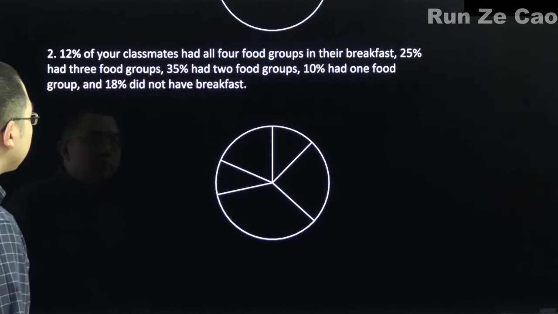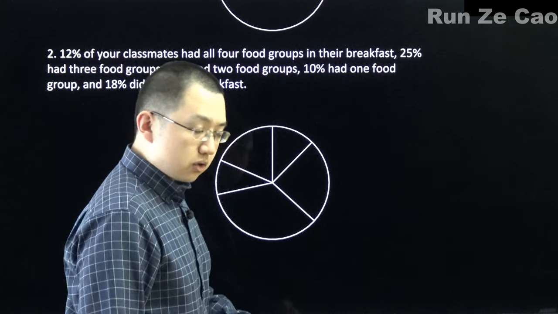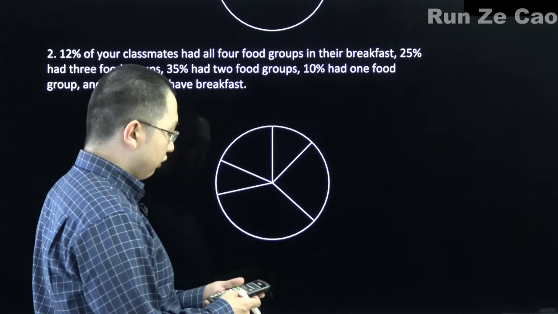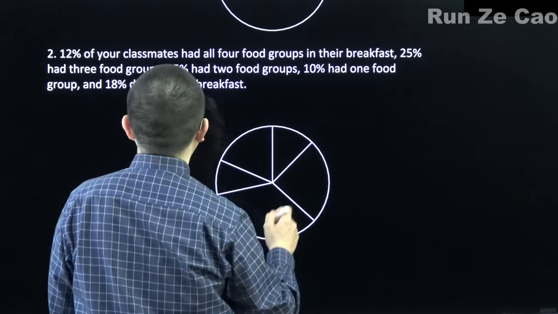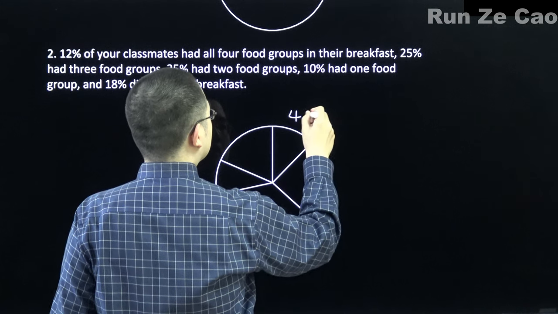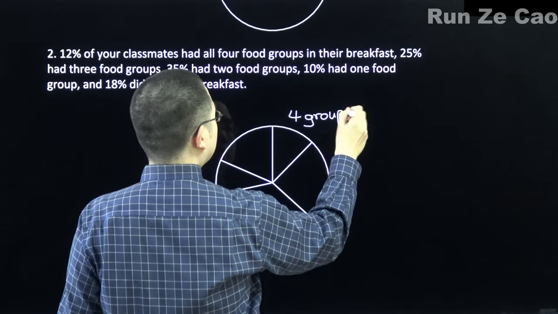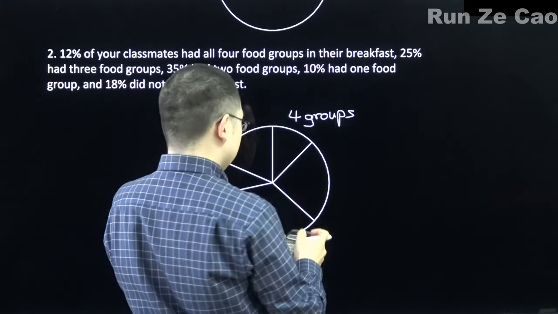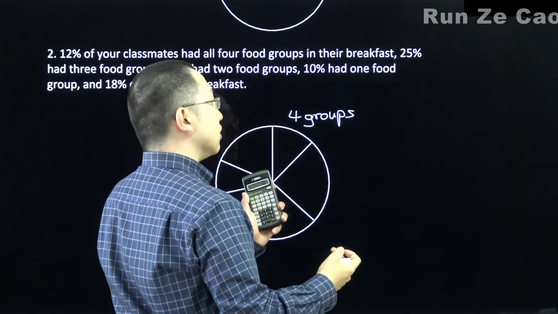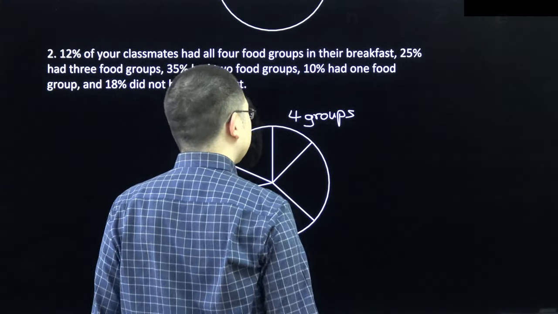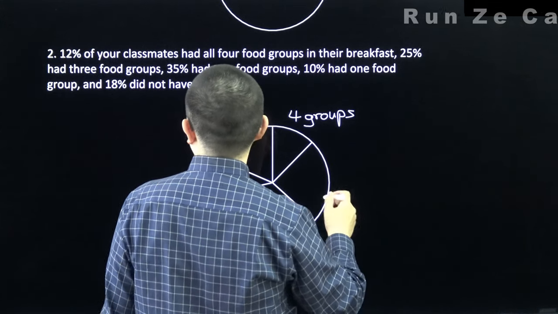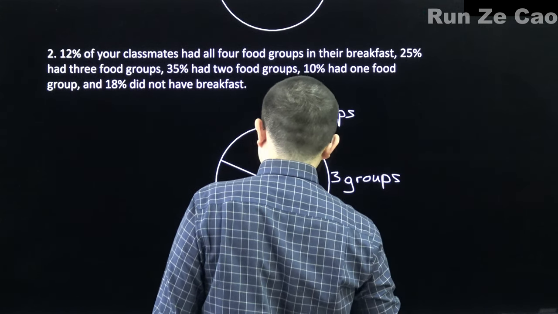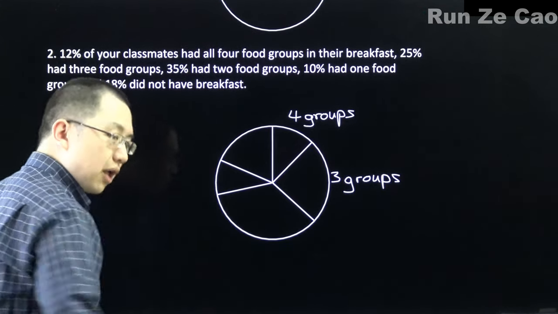Okay. How would you calculate this? You would go 0.12 times 360 degrees, 43.2 degrees. You plot that out for four groups. 25% had three food groups. You would, of course, wait a second, you don't need a calculator for this. 0.25, so 1/4 of 360 degrees, that's 90 degrees. This is three groups. So yeah, you calculate the angles and then you plot them.